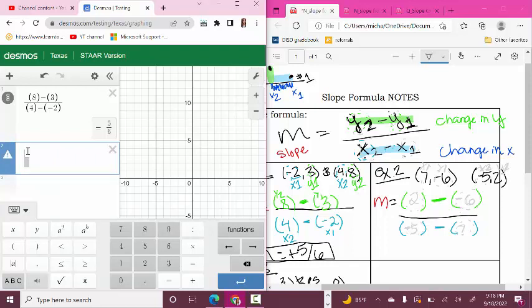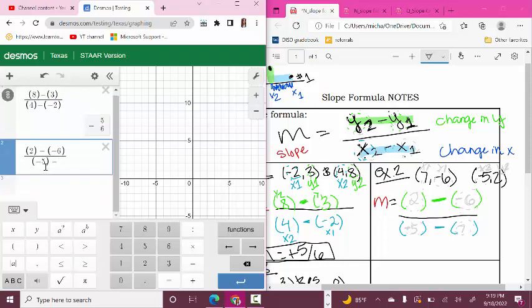In the numerator, I'm going to type in 2 minus negative 6. And then in the denominator, I'm going to type in negative 5 minus 7. And again, I've got this decimal. This looks to be a repeating decimal, so I could say it's rational.